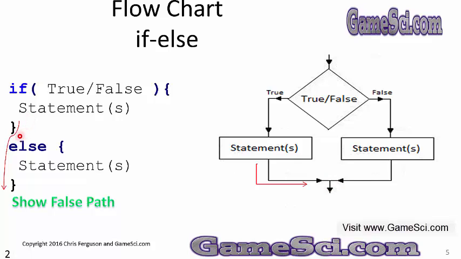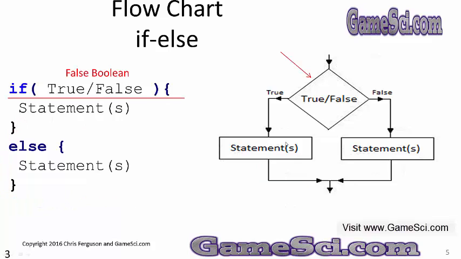This path should be familiar to you now. If the statement is true, I will execute the first block of statements and skip the else. Now let's run through it on the false path. Again, we'll execute the if true false statement in the parentheses. This time we'll assume the result will be false. So we're here in the diamond evaluating the true false statement.